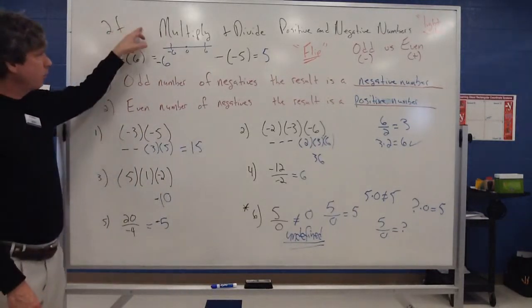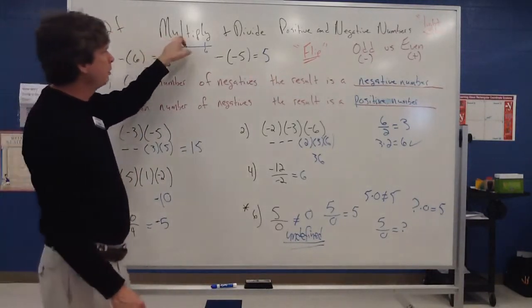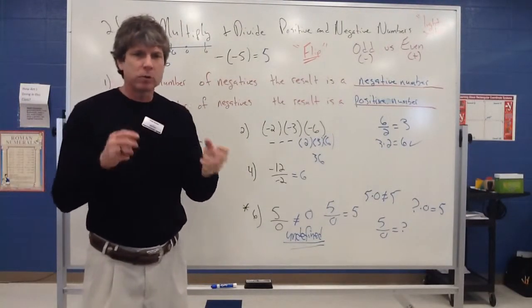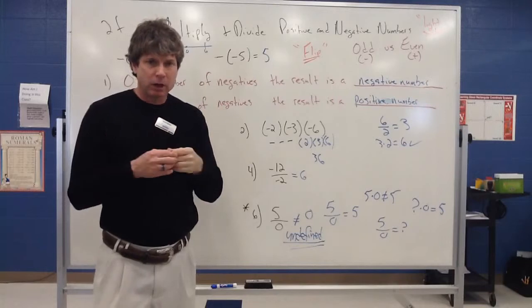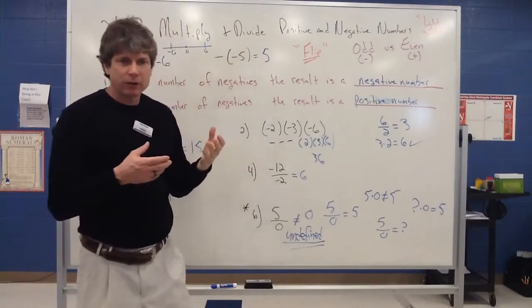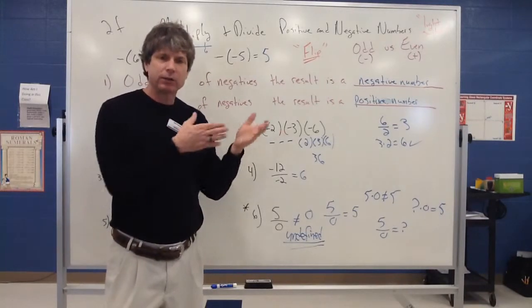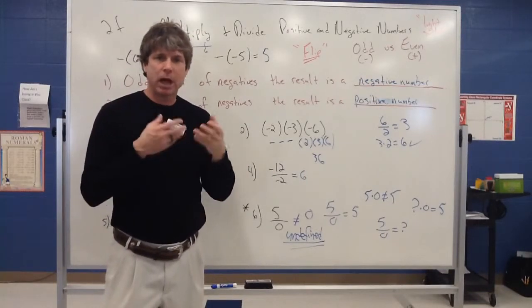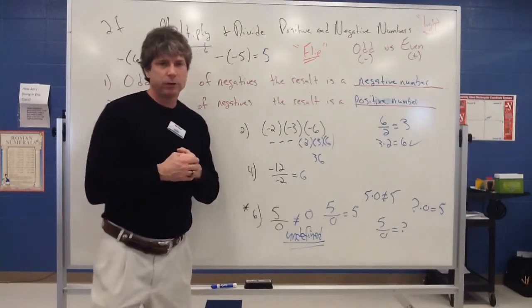So back to what we were trying to get into when we talk about multiplying and dividing positive and negative numbers. Remember, all you really got to do is you're multiplying and dividing, and then just pay attention to your signs. If there's an odd number of negatives, the answer is negative. But if there's an even number of negatives, that answer should be a positive value. So see if that helps out.